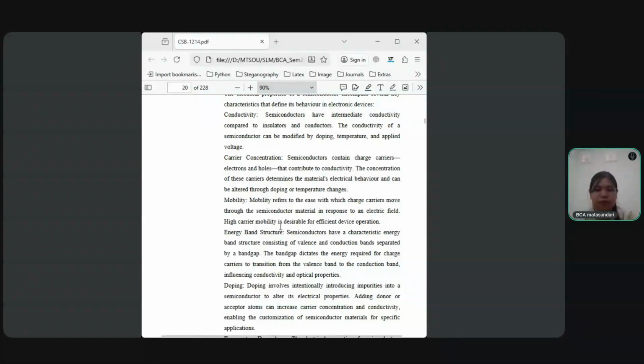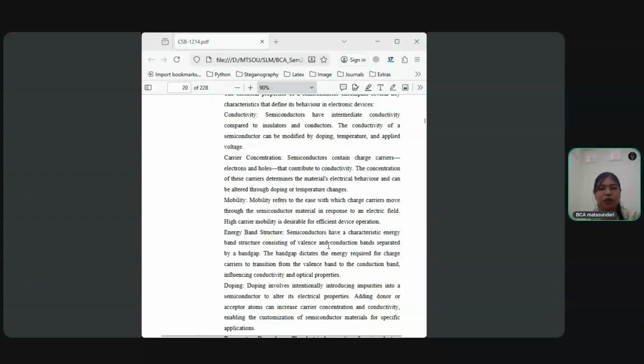Next comes mobility. Mobility refers to the ease with which charge carriers move through the semiconductor material in response to an electric field. High carrier mobility is desirable for efficient device operation. Next is energy band structure.